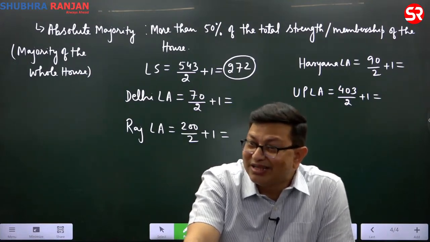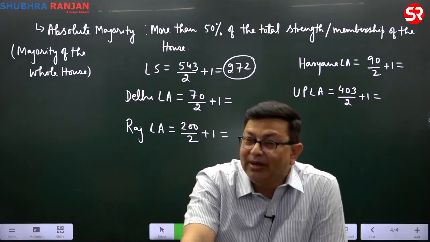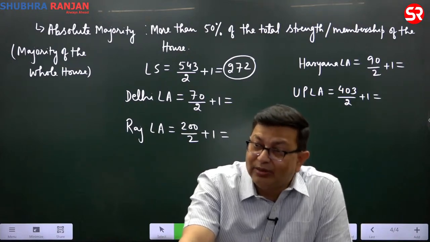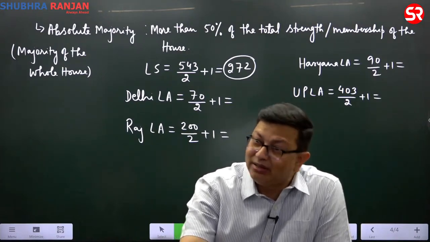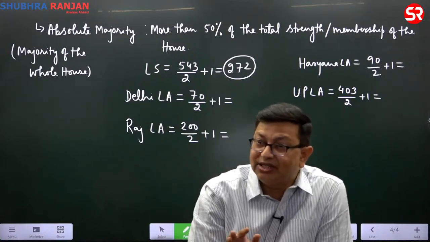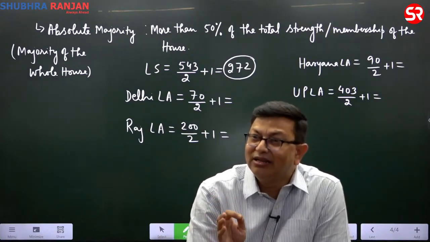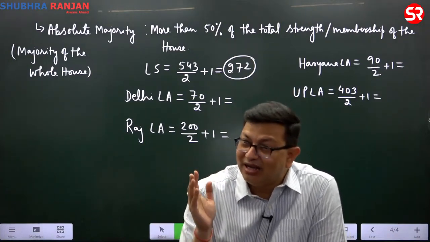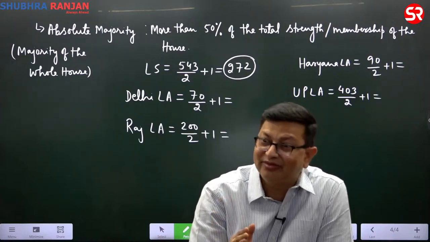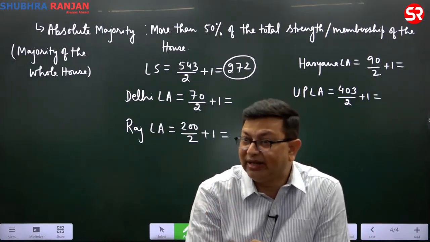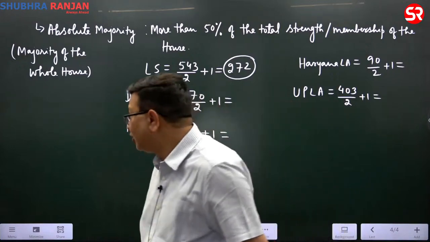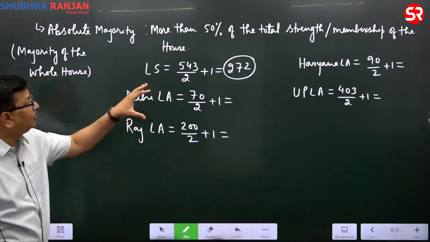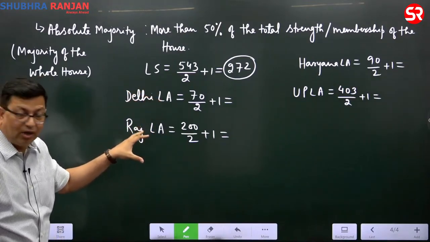No, earlier it was 545 because 2 members from the Anglo-Indian community were to be nominated. But now there is no nomination of the Anglo-Indian members in the Lok Sabha. That is why it is 543 now. Earlier it was 545, but now it is 543. So this is absolute majority, more than 50% of the total strength or membership of the House.